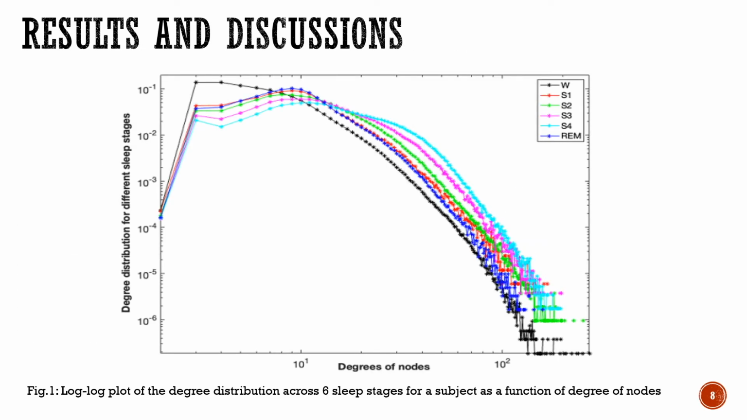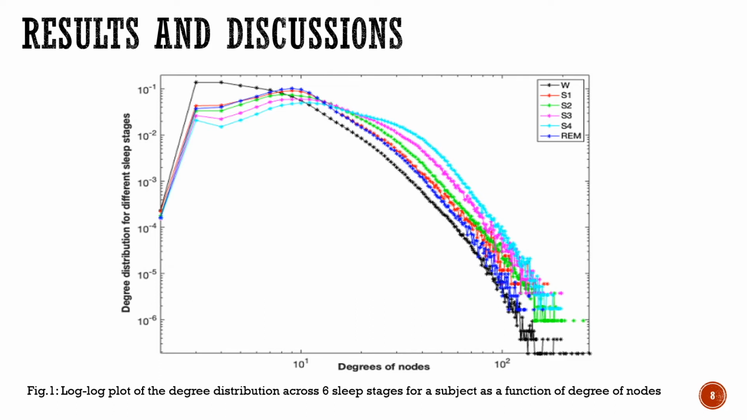Coming to results and discussion. This plot shows a log-log plot of the degree distribution, which is one of the features that we have used across the 6 different sleep stages for a particular subject, and it is plotted as a function of the degree of nodes. We can see that as the degree of the nodes increases, it becomes less and less likely for the degree distribution.